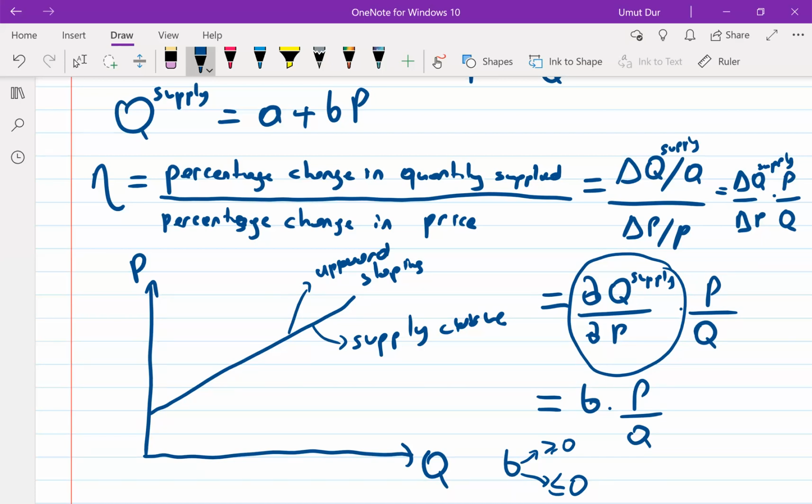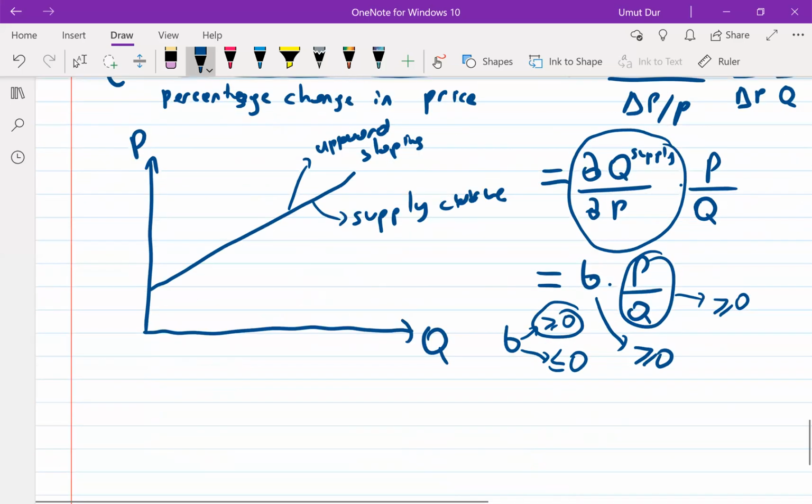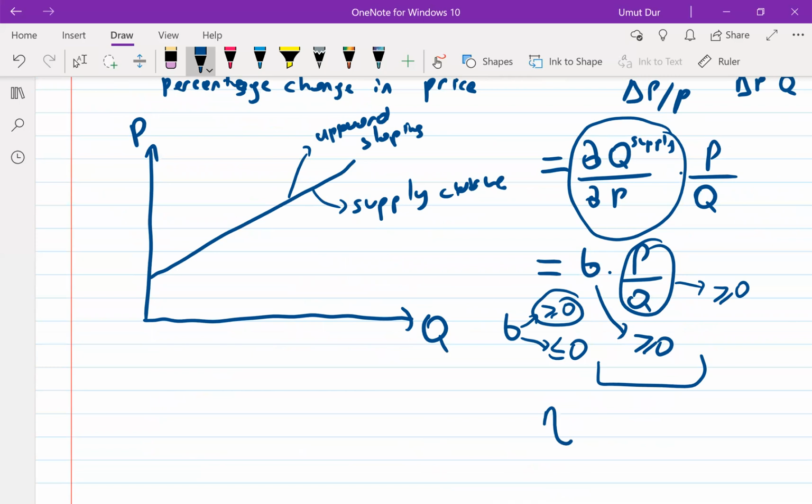It is always positive, okay. So then this term is positive, and this term is also positive. Then what does it tell us? The supply elasticity is always positive, okay.